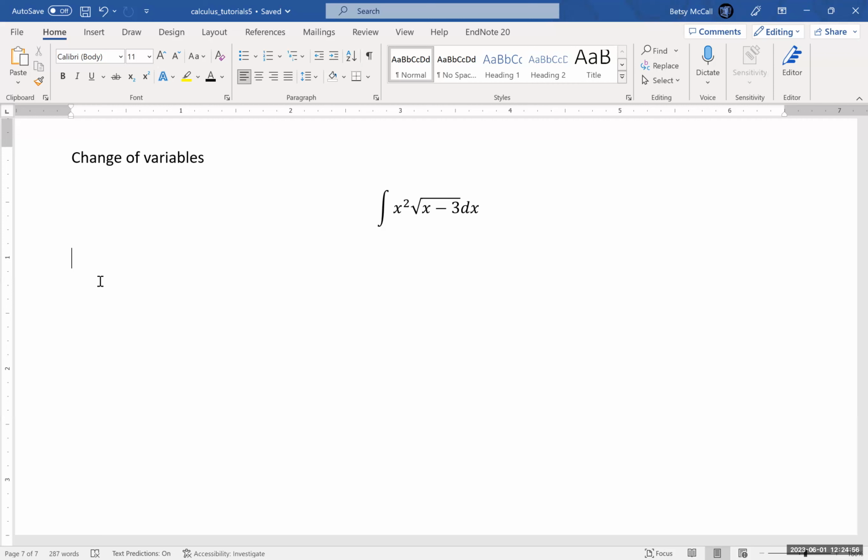But the change of variables technique is not used when there's a chain rule involved. There's no chain rule involved in this problem. If I take the derivative of x minus 3, I'm not going to get x squared, and I'm not going to be able to get any part of this integral by taking the derivative of any other part of this integral. So these are two functions of x here that are not related in terms of being the result of a chain rule process.